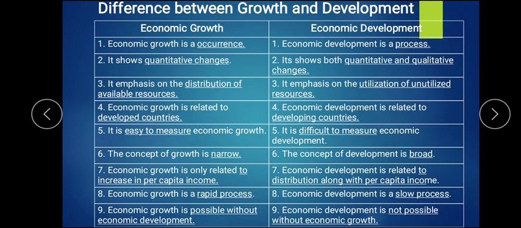Then comes the difference between growth and development. So quickly, just to go with it: growth deals with an occurrence, whereas development goes with a process.